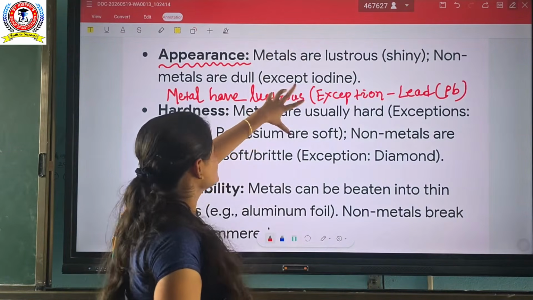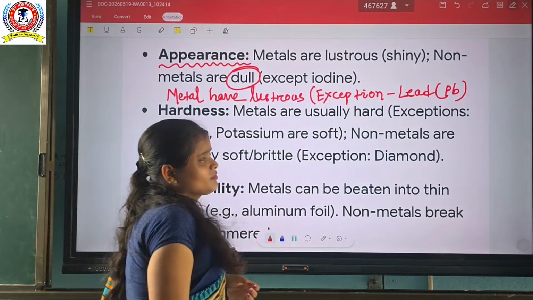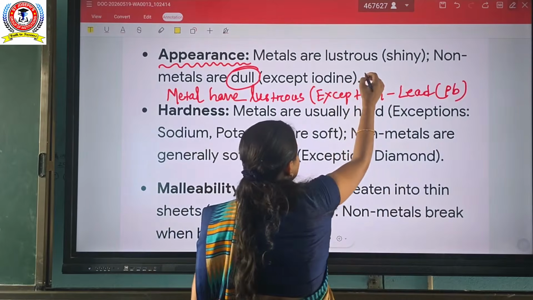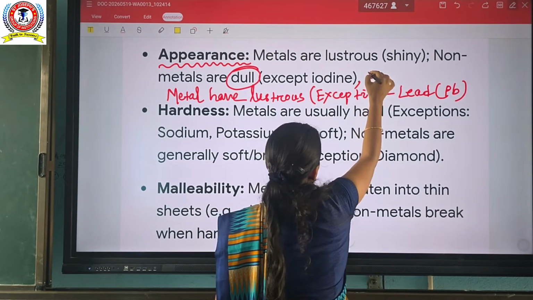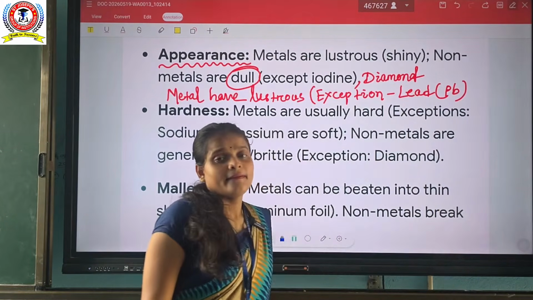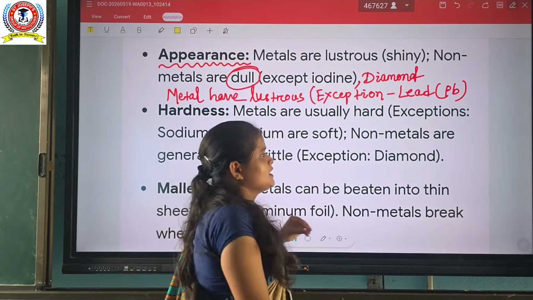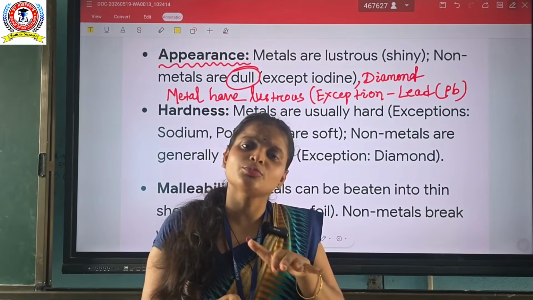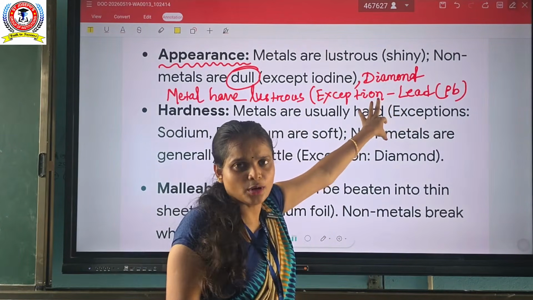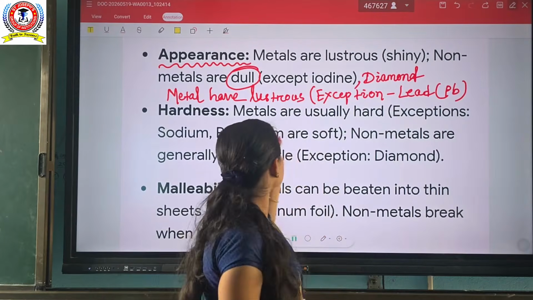Another thing is the non-metals. Non-metals are non-lustrous and dull. They do not shine properly. But there are also exceptions, iodine and diamond. They have some shining or lustrous properties. Except for these, non-metals like oxygen and sulfur do not show shining properties. But iodine and diamond do. So remember or note down the exceptions in this chapter for any physical characteristic.